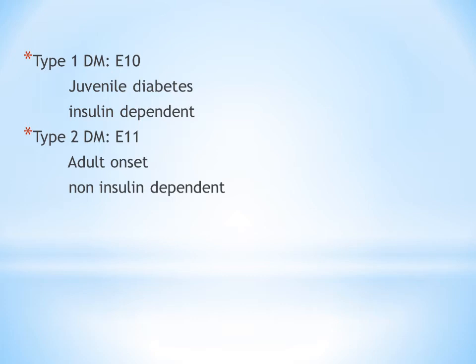Then the next type is type 2 diabetes mellitus. The code for type 2 diabetes mellitus is E11. Type 2 diabetes mellitus is usually adult onset. It is also known as non-insulin dependent diabetes mellitus. I am not going into much detail on the anatomy and pathophysiology, as I am concentrating more on the guidelines.